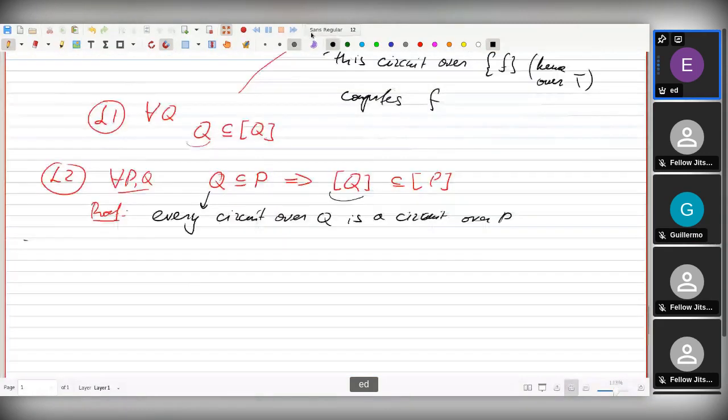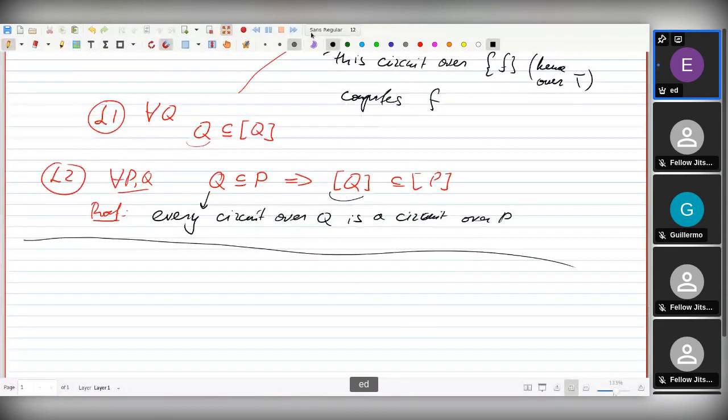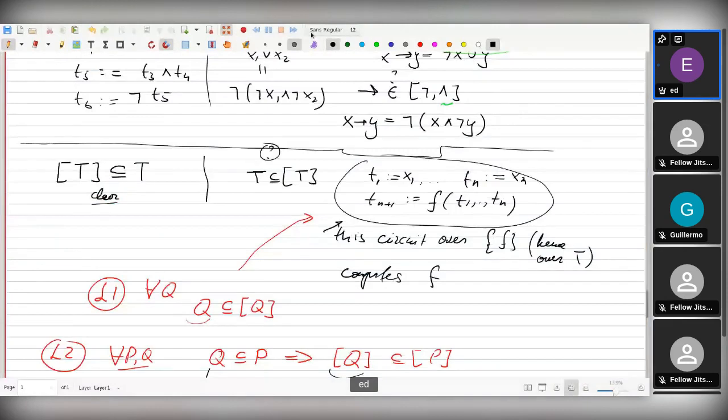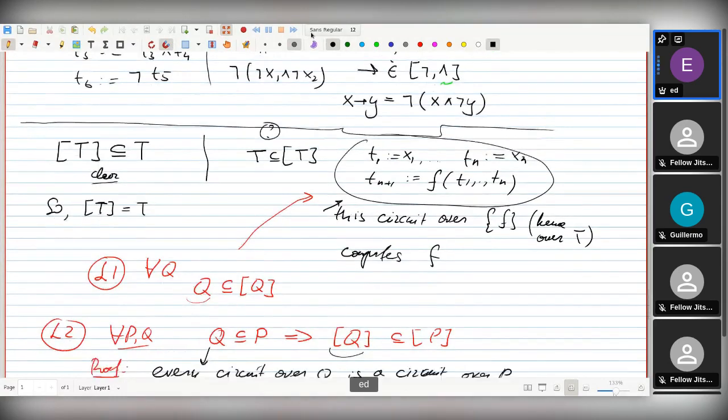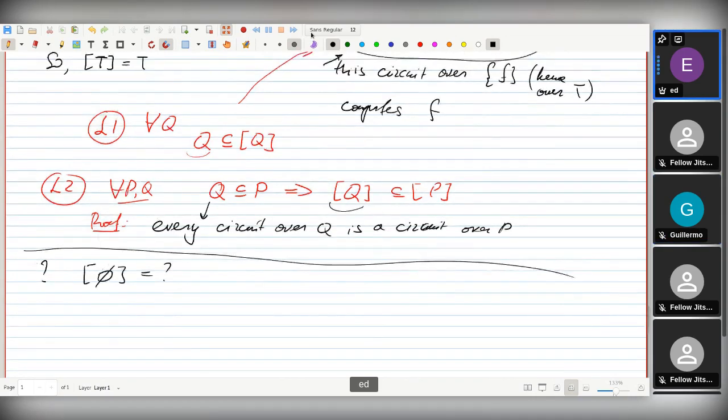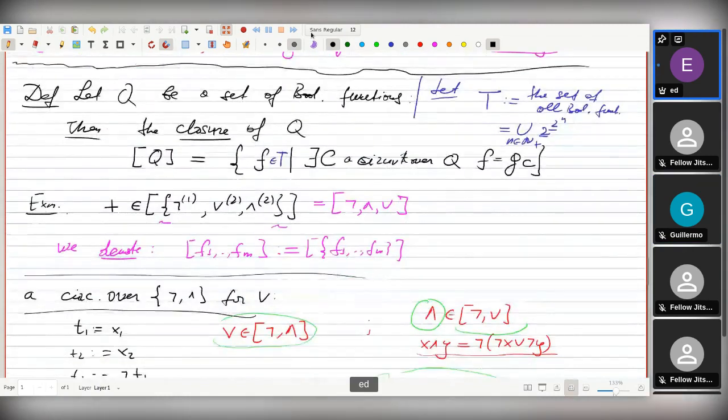Interesting. So far, we have two easy observations about closures. The closure of T is just T itself. But what is the closure of the empty set? What do you think? What if we have no specific function? Can we compute anything? No. Does there exist a circuit over nothing?